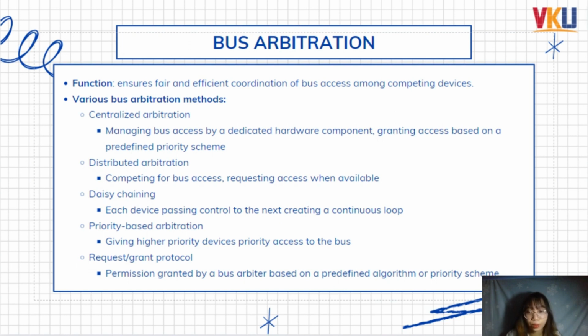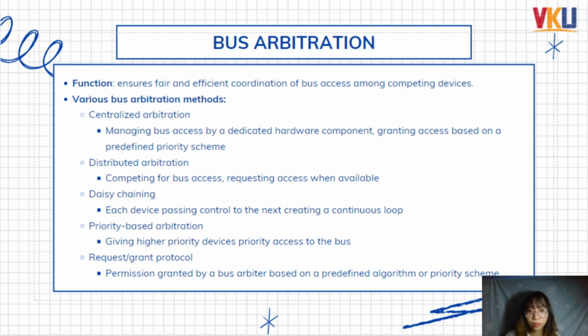And the priority-based arbitration will assign the devices or processors different priority levels based on importance ranges or a predetermined assessment, giving a higher priority device the priority access to the bus. And the last one is the request or grant protocol, a protocol where the device or processor requests access to a bus, with the permission granted by the bus arbiter based on a predefined algorithm or priority scheme.